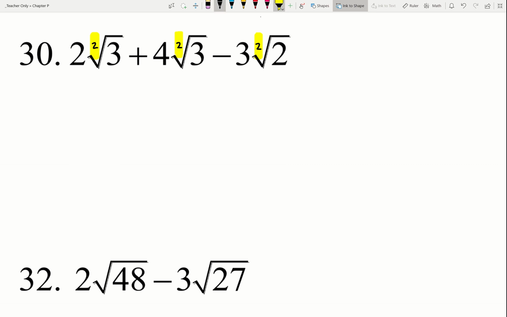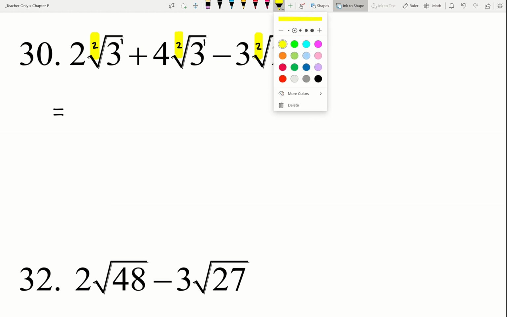And here underneath the radicals, it looks like 3 and 3 and 2. These are all just to the exponent of 1, and that's not enough to leave the root. So we can't go ahead and simplify those roots any further.